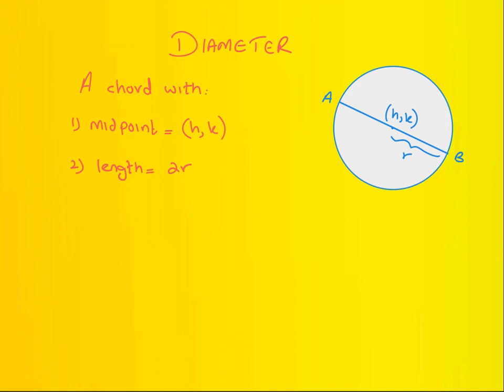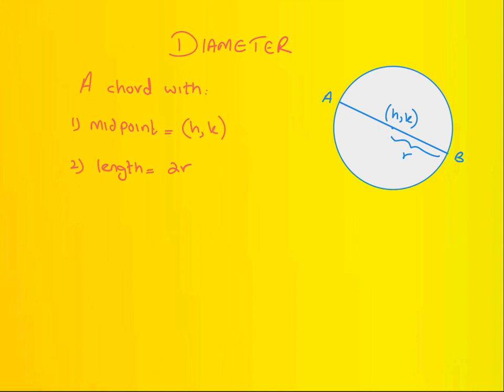Now the next thing we have is the diameter. I hope we all know what diameter is, right? It's just a chord, a straight line joining 2 points on the circumference, let's say A and B, such that it passes through the center. This is the center. Now, this diameter has the following properties. The midpoint of the diameter is the center of the circle.